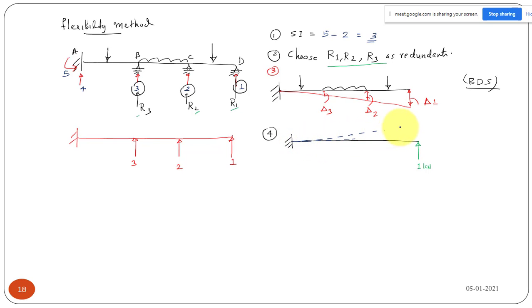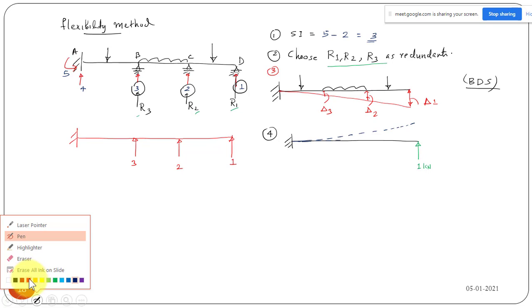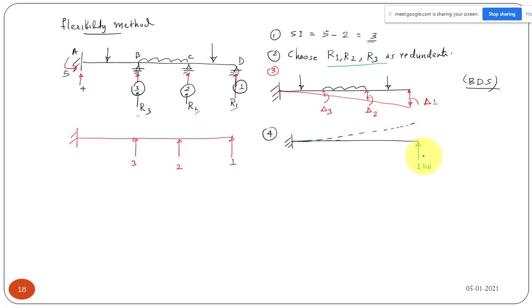So it will deflect something like this. Okay. So now you can find in this basic determinate structure, it is subjected to only unit load at the location 1 in the assumed direction. So now we can find what is the deflection at the coordinate 1, and we are applying the load at the coordinate 1. So I will be calling this F11.